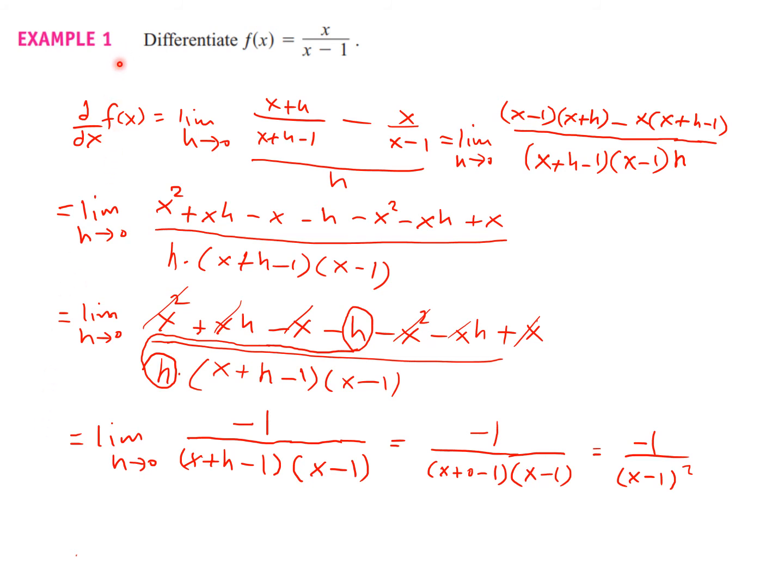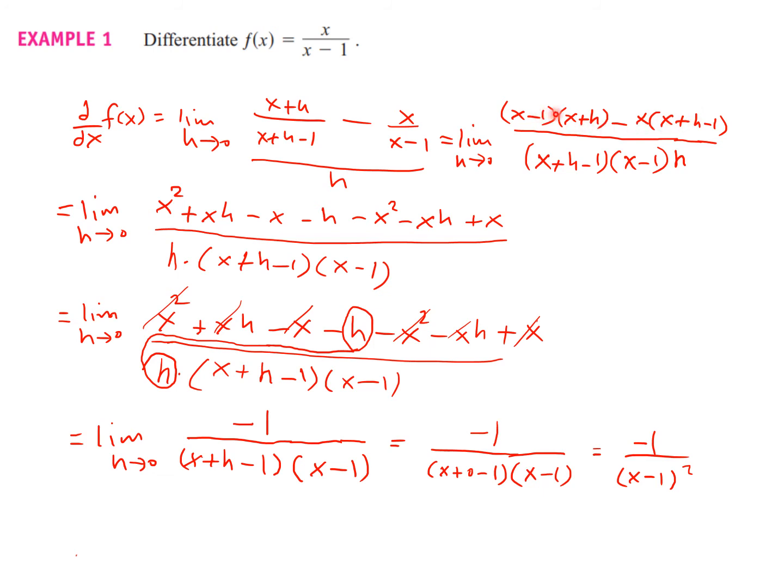Example number 1. Differentiate f of x equal to x over x minus 1. We use the definition, so d by dx of f of x equals the limit as h goes to 0 of (x plus h divided by x plus h minus 1, minus x divided by x minus 1) all divided by h, and this is equal to the limit as h goes to 0 of x minus 1 multiplied by x plus h minus x multiplied by x plus h minus 1.